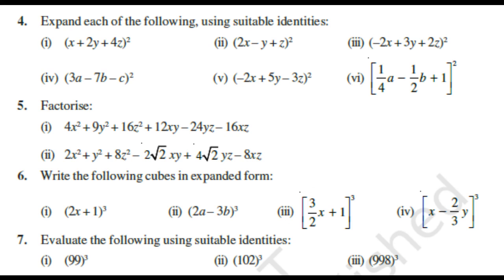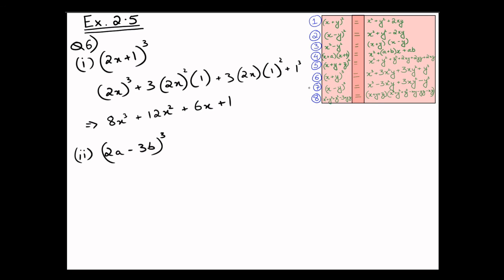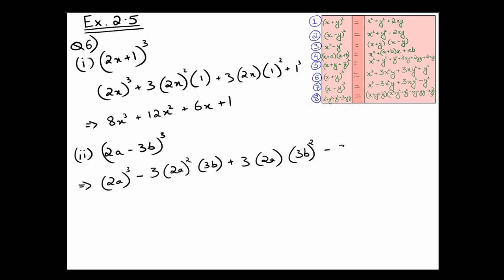The second one is (2a - 3b) whole cube. I'm going to use identity number 7 over here for my expansion. Using that, I get (2a) whole cube minus 3 into (2a) whole square into 3b plus 3 into 2a into (3b) whole square minus (3b) whole cube.